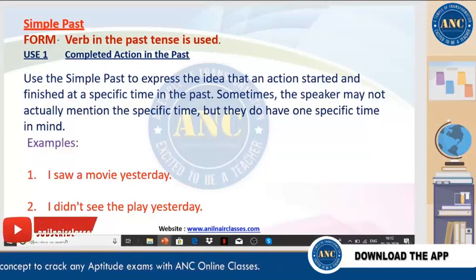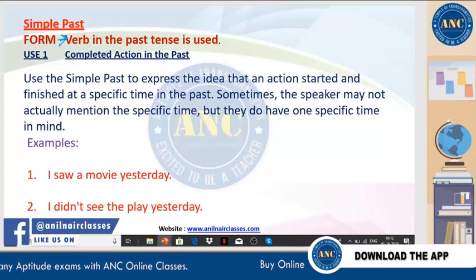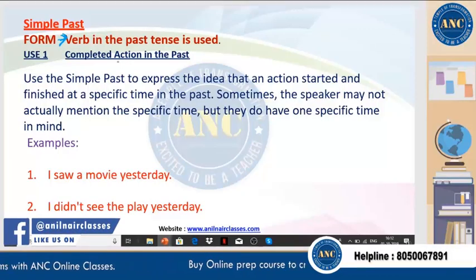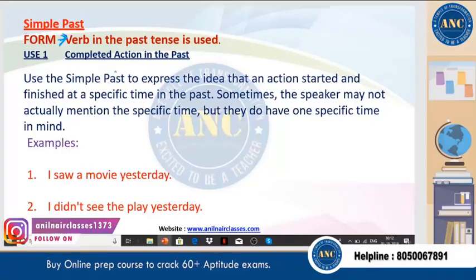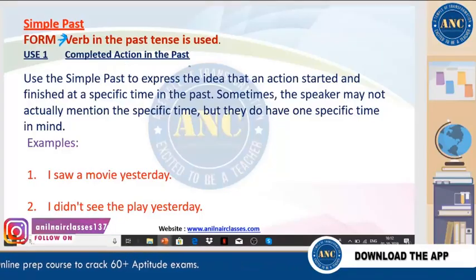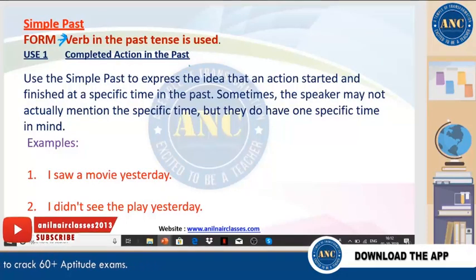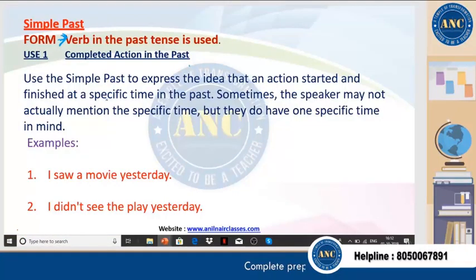Next one. Now form of the verb, simple form. So the form of the verb will be in the simple past. The next thing is simple past. In the simple past, the verb in the past tense will be used. So we use the simple past for any action which is completed in the past. Right? To express some idea or an action which started and finished at a specific time in the past.